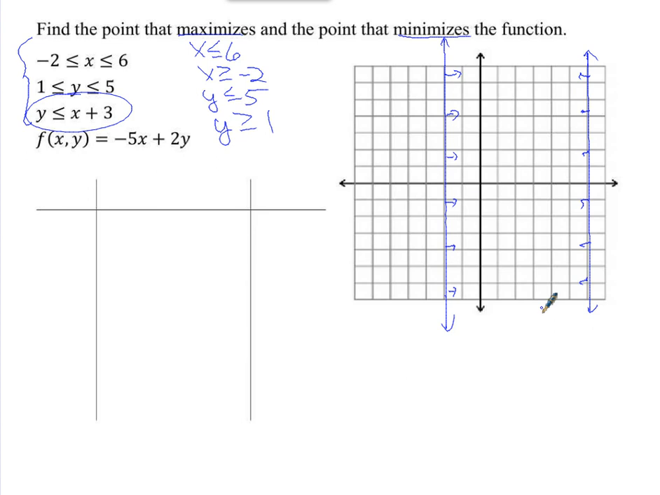Y is less than or equal to 5. This will be a horizontal line that goes through 5. 1, 2, 3, 4, 5 is right there. Very, very carefully. I need to recalibrate this thing. And we're shading which way? Below.